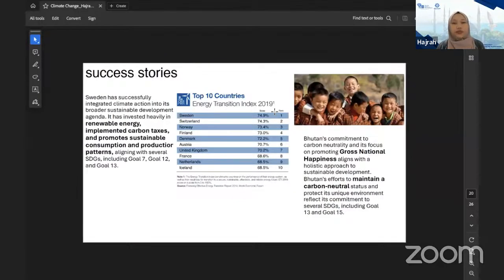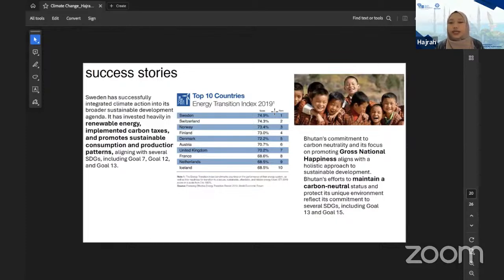And we come back to the global issues, some success stories about climate adaptation. Here you can see Sweden. Sweden has successfully integrated climate action into its broader sustainable development agenda, which puts Sweden as number 1 in the top 10 countries for energy transition index since 2019. Sweden is really well known for its renewable energy. They use a lot of water, a lot of dams, to create energy and so on.